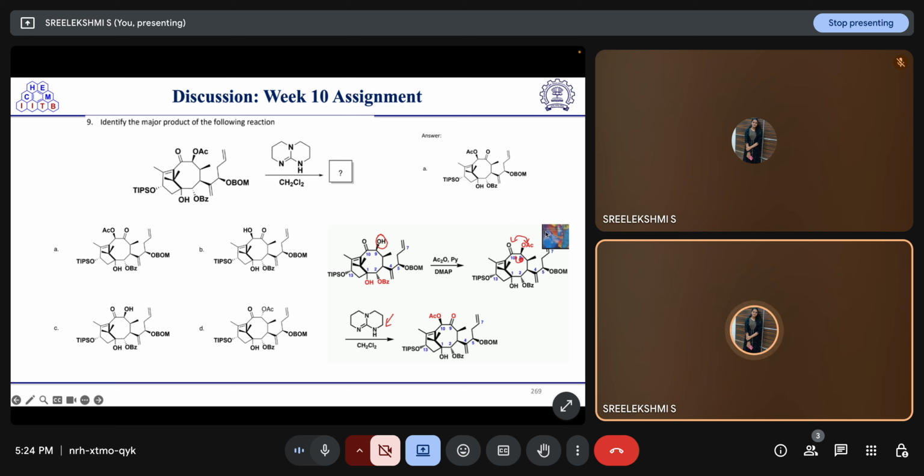So, here, as we have seen earlier, a transposition we can say is taking place. So this OAc is coming to this center and this ketone will come to this center using this particular reagent. The correct answer is option A here.